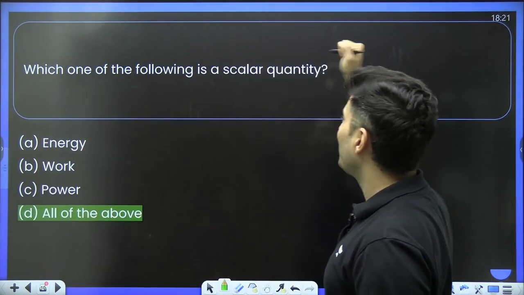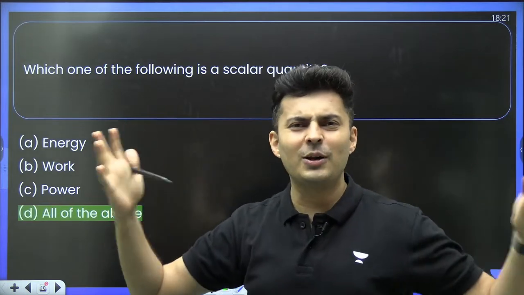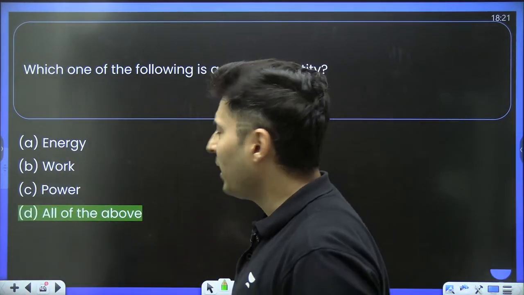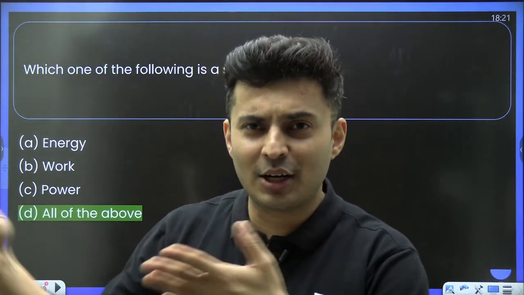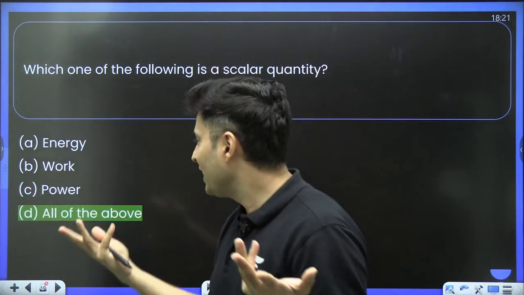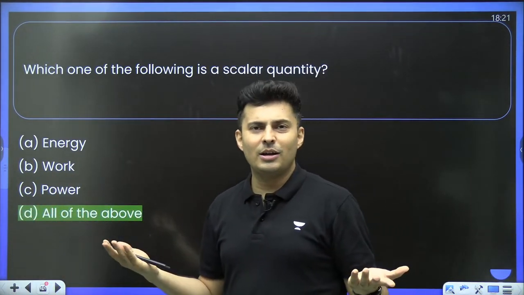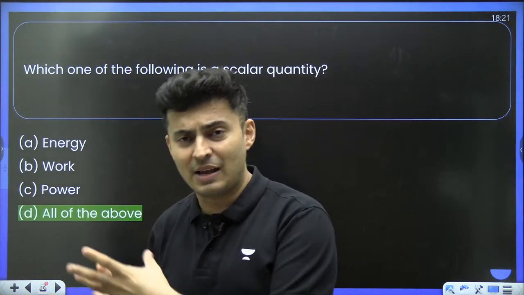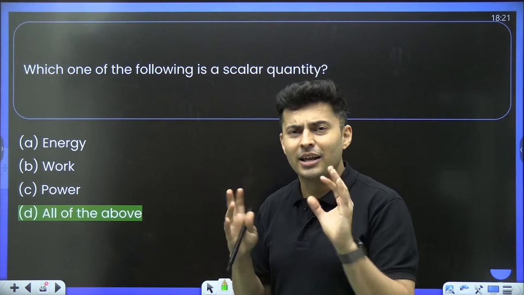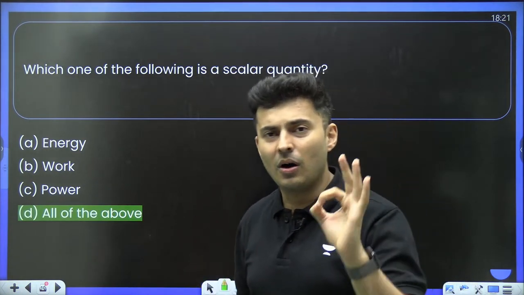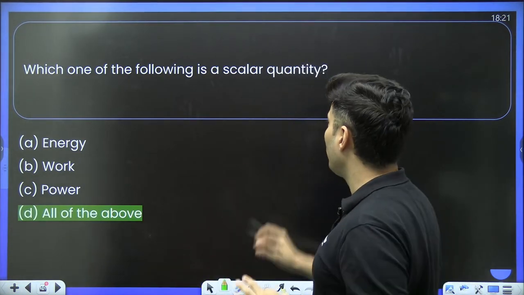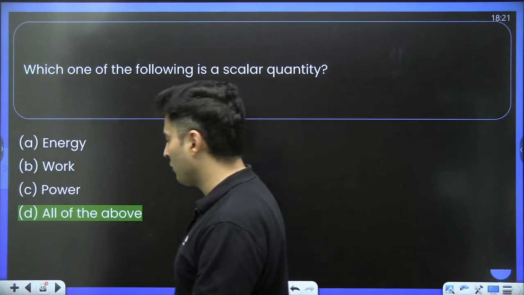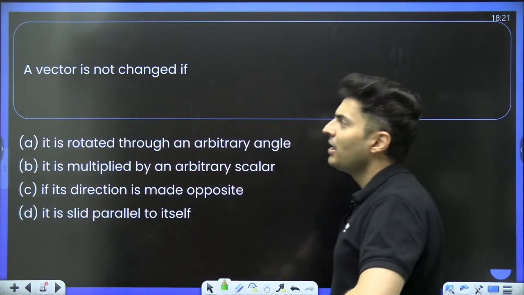Which of the following is a scalar quantity? Energy. I don't care about the direction. Work. You do work. I don't care whether you do it in north or in south. Right? Power. Again, it does not matter. I am very powerful, or my engine has so much power in this direction. I don't care. Just tell me how many watts. So all of the above, all of them are scalar quantities. Proud of you, my dear students. Moving on to the next question.